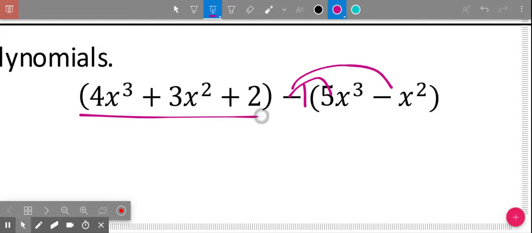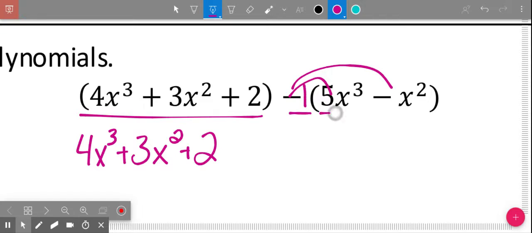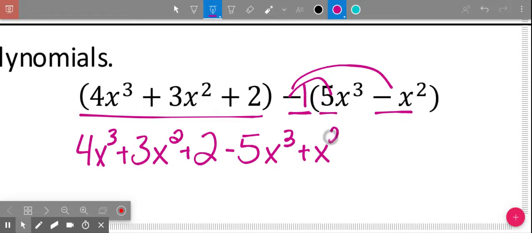So like I said, the first one doesn't change. So I have 4x cubed plus 3x squared plus 2. Negative 1 times 5 gives me minus 5x cubed. Negative 1 times negative x squared gives me plus x squared, because that negative and a negative make it a plus.